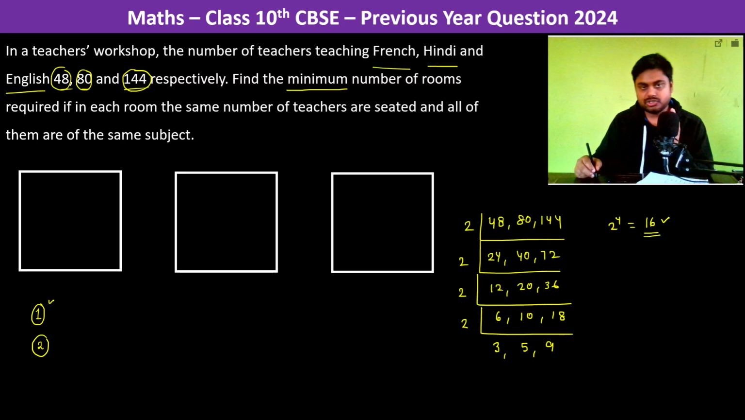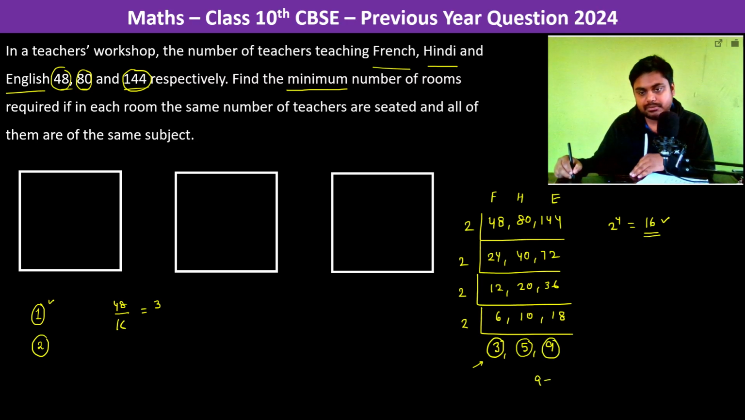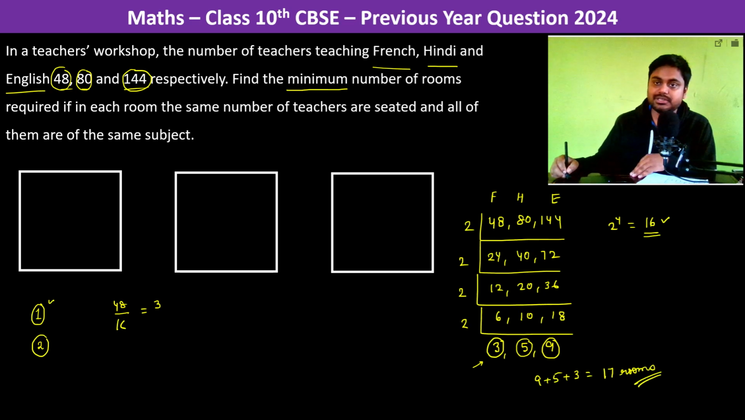So in each room 16 teachers must be there. So therefore now for the French teachers, how many rooms do they require? They require 3 rooms. So 48 divided by 16, which is equal to 3, and we can see here, this is the quotient. For Hindi we require 5 rooms, and for English we require 9 rooms. So therefore in total we require 9 plus 5 plus 3, which is 14 plus 3, which is 17 rooms. So therefore 17 is going to be the answer.